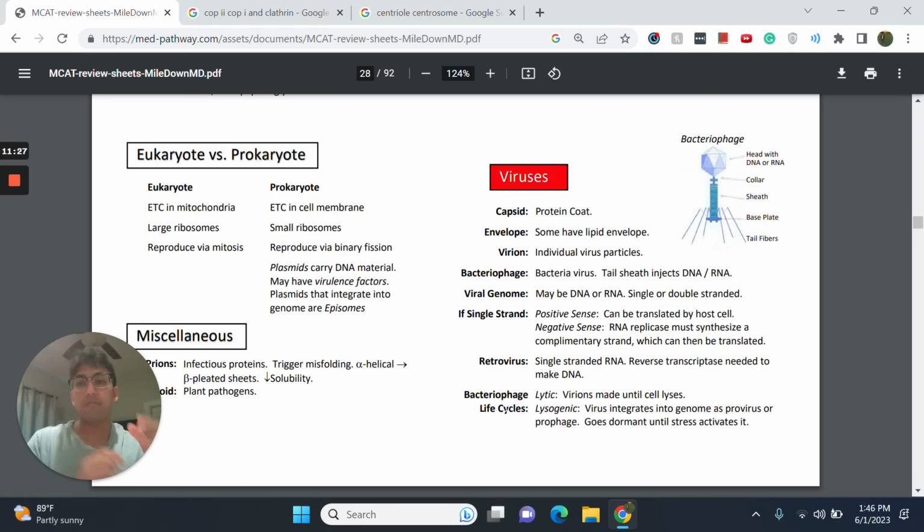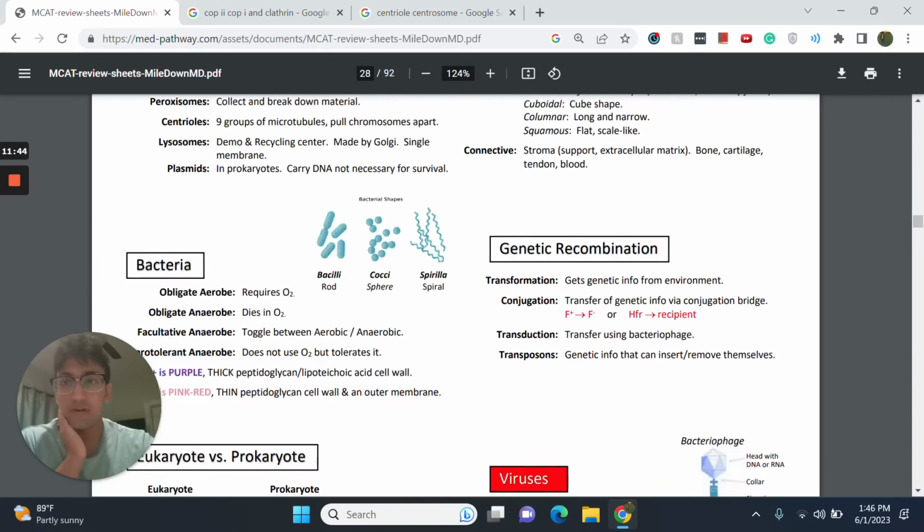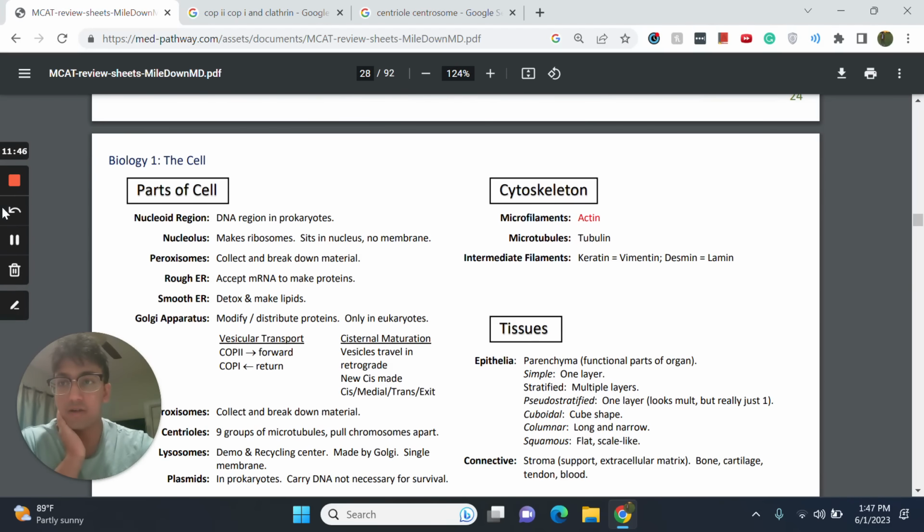Bacteriophages can either be lytic or lysogenic. Lytic is when the virions are made until the cell just explodes. But with lysogenic, the virus is basically dormant, and when stress activates that virus, it goes into its lytic phase. All right, that's everything you need to know for the first page of biology.